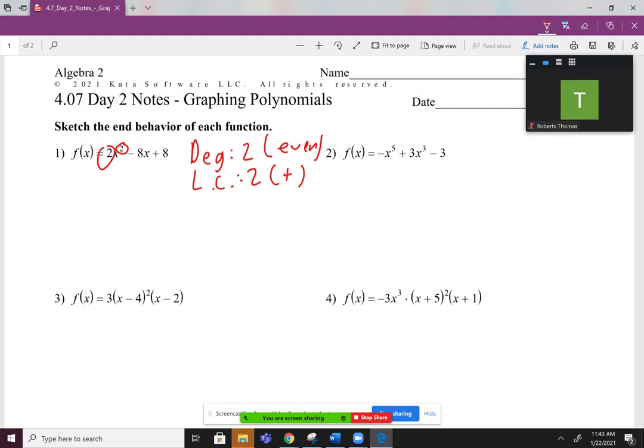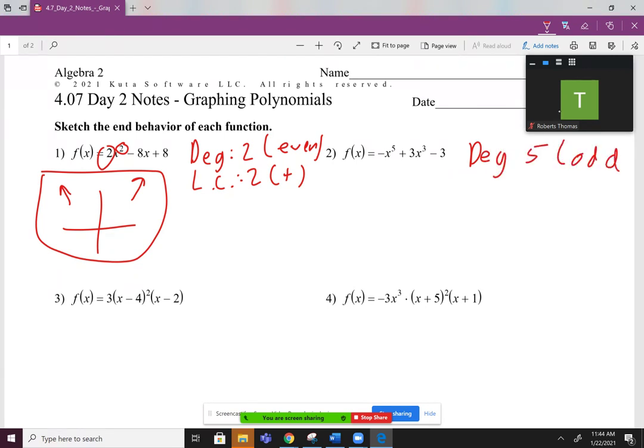So if we look back at that chart from yesterday for an even degree positive, that's going to be up to the left and up to the right. And that's it. The even degrees I always think of as like a smiley face or a frowny face based on whether it's positive or negative. The odd degrees are a little bit tougher because they're either like that or like that.